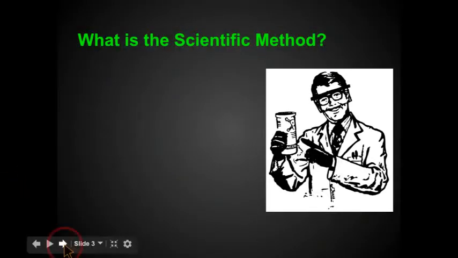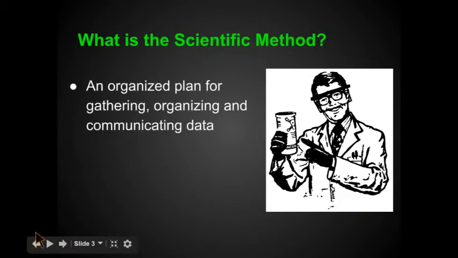So the scientific method. Important for a number of reasons, because first of all, it's an organized plan for gathering, organizing, and communicating data. The scientific method in general is used by scientists to explain and, with reliability, be able to back up what they're saying. Anyone can make a statement, but the scientific method is a tool for scientists to back up what they're saying. That's really important, especially as you start doing lab reports. Every statement that you make, you need to back up with data, all right? You need to back it up with the data that you figured out in your experiment. If you're not doing that, then you're not necessarily following the scientific method.